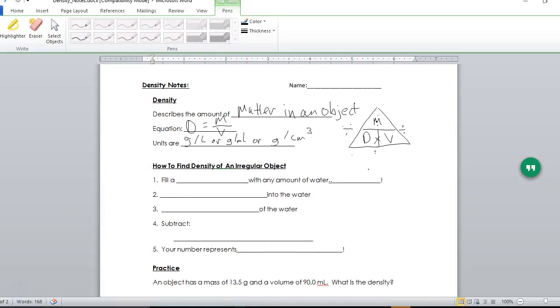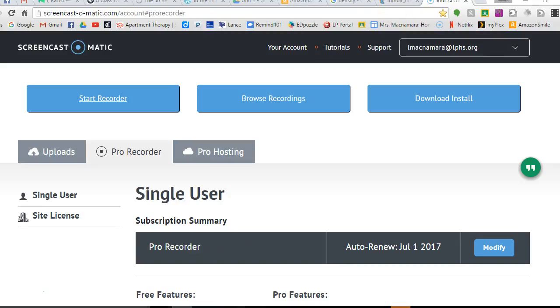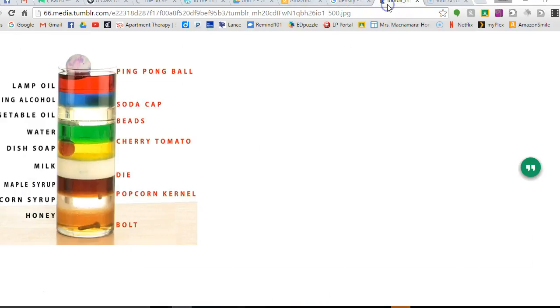Now just to give a picture of density, there's something you can do at home with some common items. Let me switch over. Here we go. This is all based on density, why we have these different layers here. The bolts and the honey are the most dense things because they're at the bottom. As you move your way up, you get less and less dense. So we have the ping pong ball and the lamp oil, which are the least dense items here. So you have this layering effect that happens.